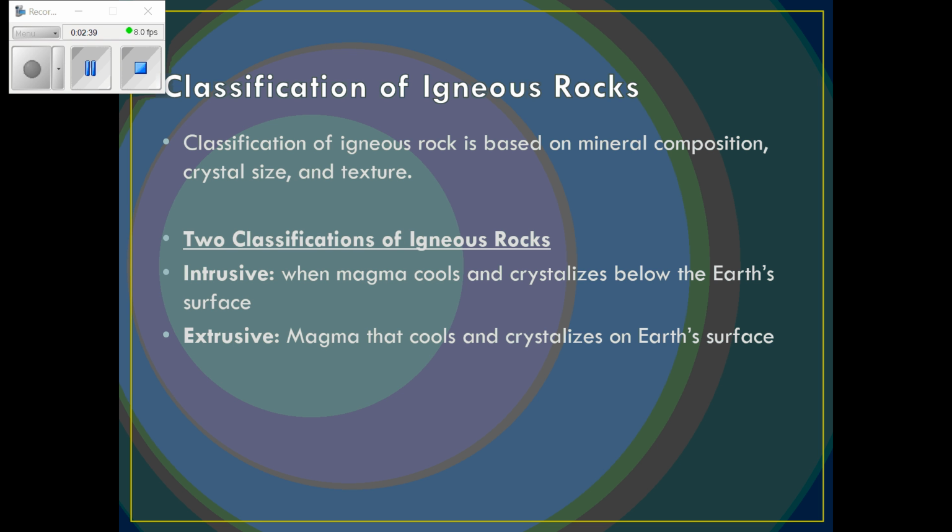So intrusive rocks form inside the Earth, so they're going to cool a bit slower and tend to have larger mineral crystals, which we call coarse-grained. And extrusive tends to cool on the surface of the Earth, which means it's going to cool more quickly, and then be more of a fine-grained or smaller-grained rock.